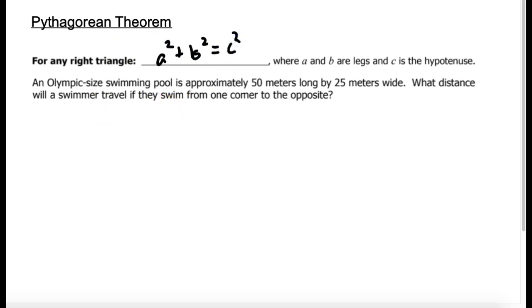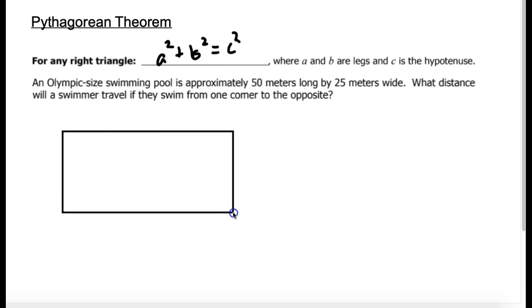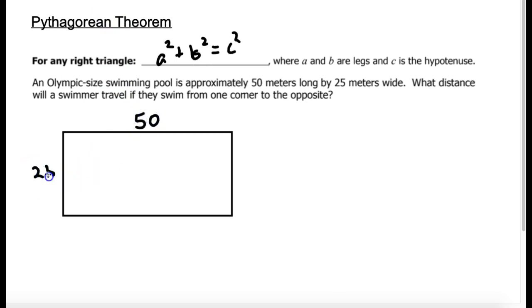This one says an Olympic-sized swimming pool is approximately 50 meters by 25 meters. A swimming pool is a rectangle, so it's 50 by 25. But what we want to find is the distance if a swimmer swims from one corner to the opposite corner. What we actually have created here is a right triangle.